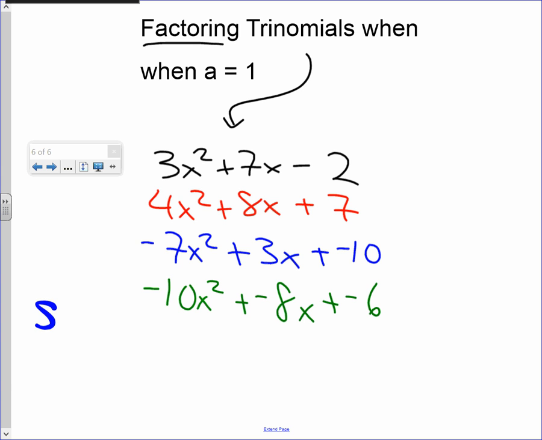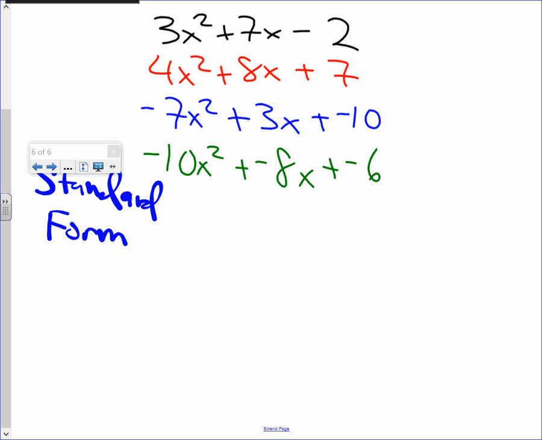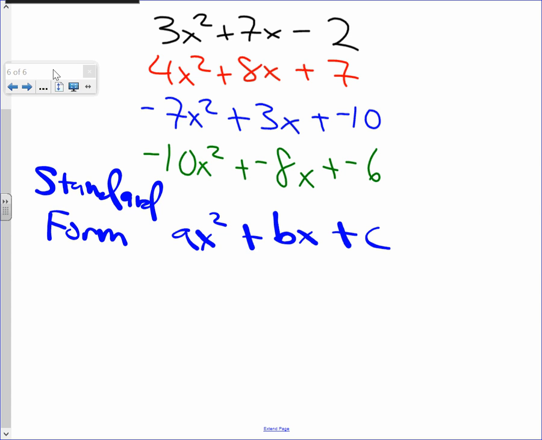go write standard form. Right here on the side, standard form. Since they all have the same form, what we can write as standard form of a trinomial is going to be ax squared plus bx plus c. The a value can vary. It can change. Look at it. The 3, the 4, the negative 7, the negative 10, the coefficients of the x squared term, we call it a.